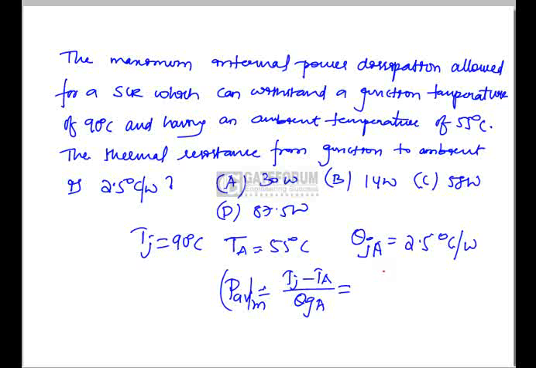We have 4 temperatures: junction, sink, ambient, and one more is case. Internal power dissipation P average maximum is Tj minus Ta by theta JA, which is 90 minus 55 by 2.5. What is the answer here? Answer is B, that is 14 watts.